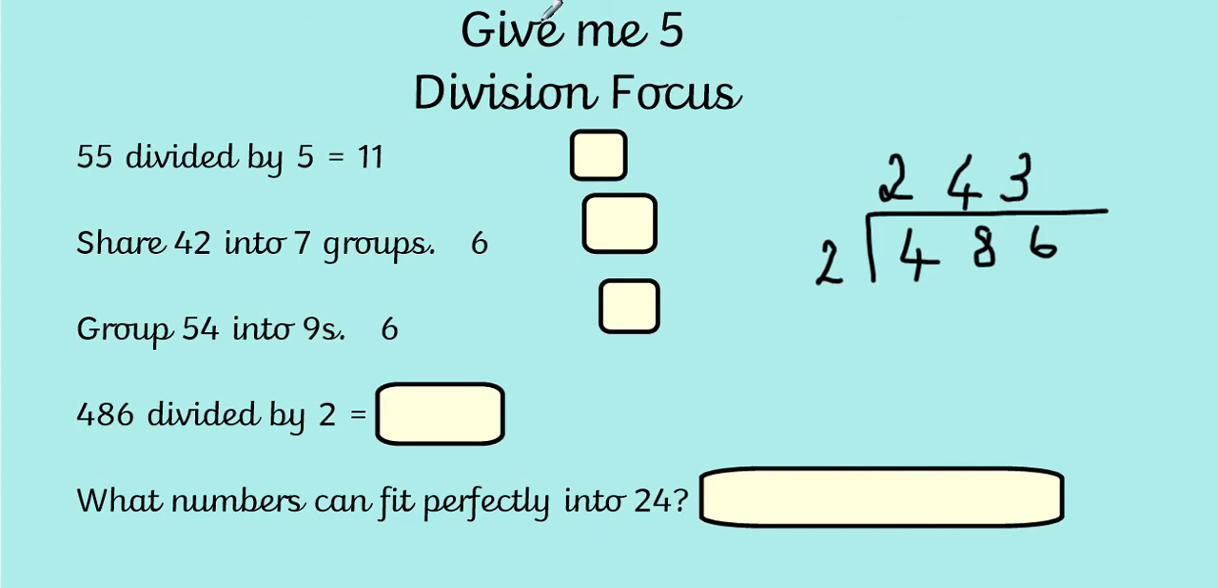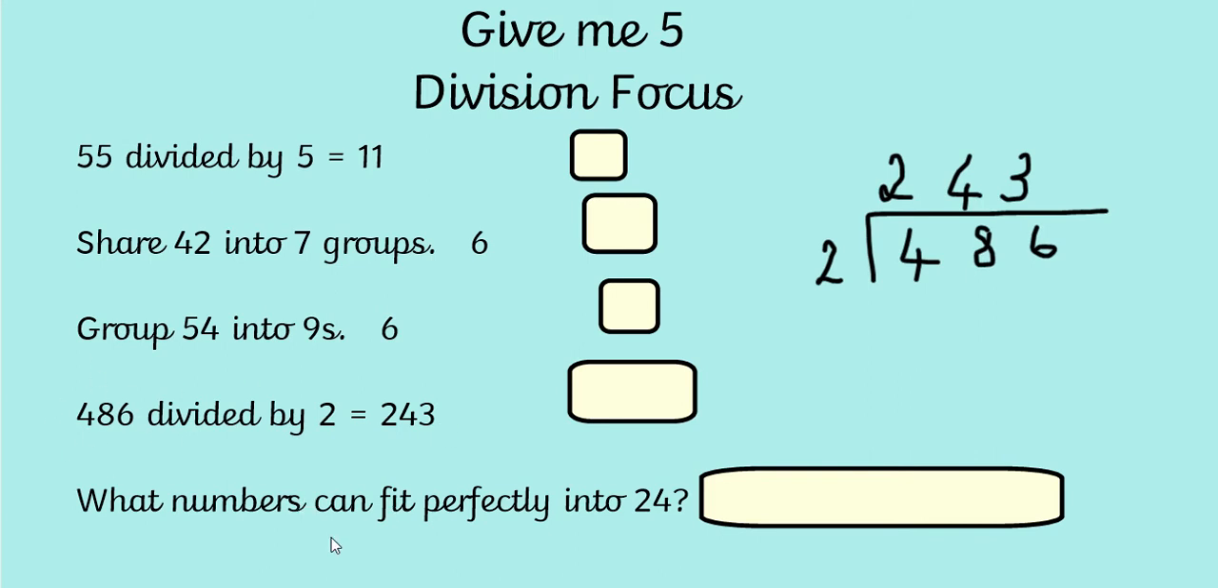So my answer then is going to be 243. You could have done that one in your head by dividing the 1s, dividing the 10s and dividing the 100s, because they are all numbers that are very easily divisible by 2.